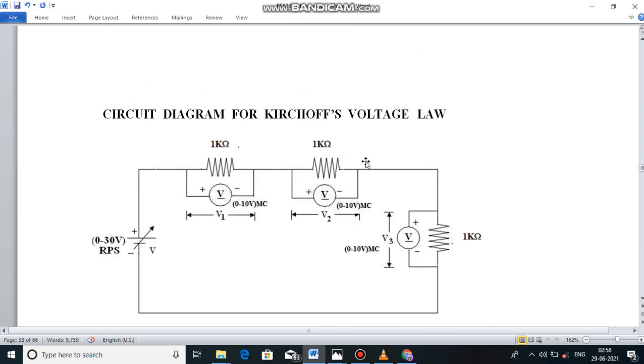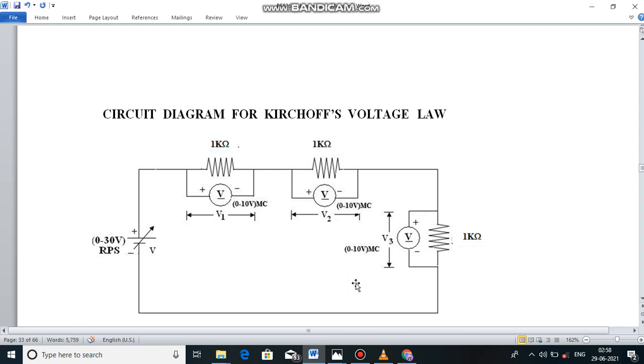This is the circuit diagram for KVL. Here we have a regulated power supply of 0 to 30 volt. Next we have 3 resistors, each of 1 kilo ohm. Across each resistor, in order to measure the voltage drop, we are connecting a voltmeter. This voltmeter will measure the drop across this resistor. As we know, here we have three resistors of the same type, so the drop across each voltmeter is going to be the same.